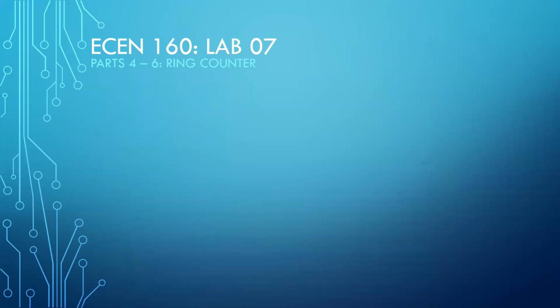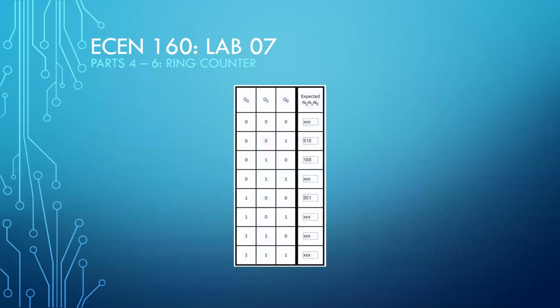Parts 4 to 6 involved working with the ring counter. The steps were the same, save for using a different kind of counter, using don't cares in the transition table for outputs we didn't need to worry about.